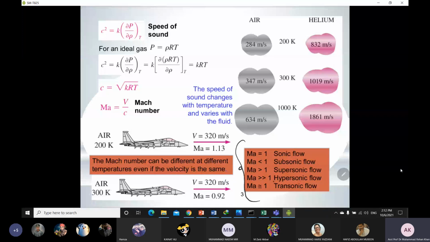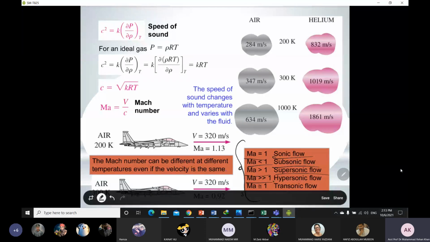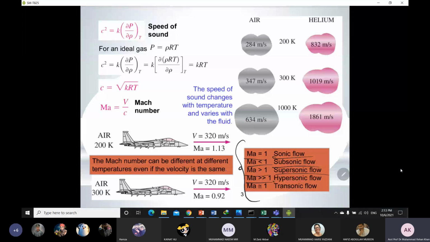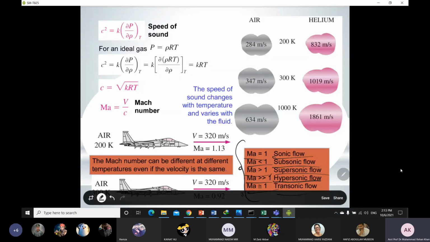If the Mach number is equal to 1, it is sonic flow. Mach number less than 1, subsonic flow. Greater than 1, supersonic flow. And then we already discussed the ranges where we have to specify different types of compressible flows, hypersonic flow, and then this is the transonic flow. We will discuss this when we solve the problems as well, how you can figure out whether your flow regime or flow condition is subsonic or supersonic.